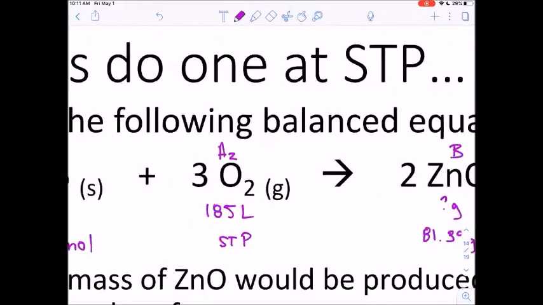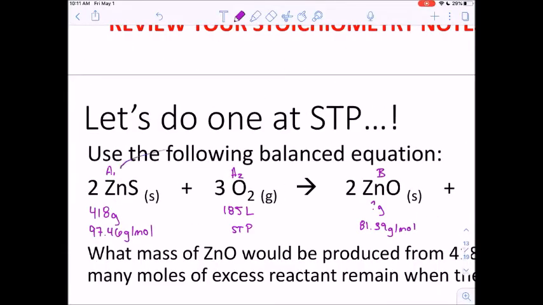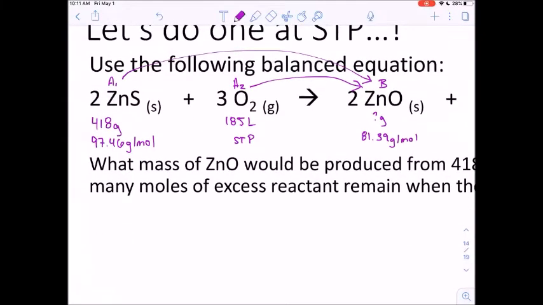So I'm going to do this problem twice. I'm going to go from A1 to B, and then after I've solved that, I'm going to go from A2 to B. And I'm going to compare the answers that I get for B and see which one of these is going to run out first, because it's going to produce less of my zinc oxide. So I'm going to go in order here. I just like to go from left to right. So I'm going to start with my 418 grams of my zinc sulfide.